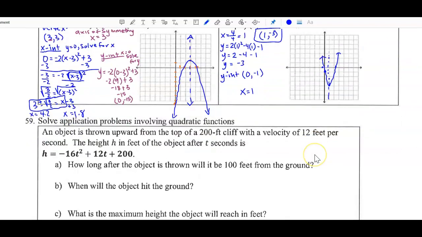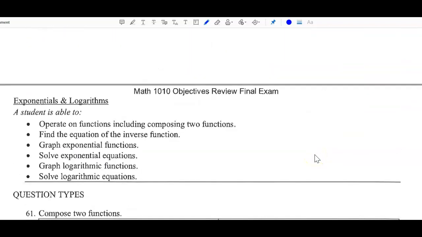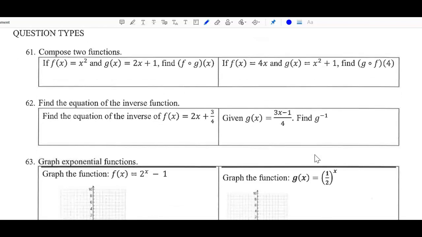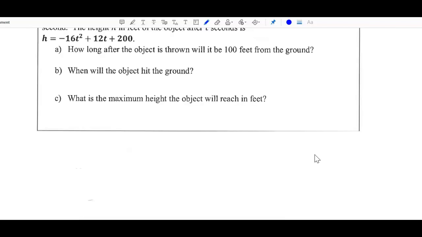All right, let me see here. I want to do that one. There's just a lot to go through, right?